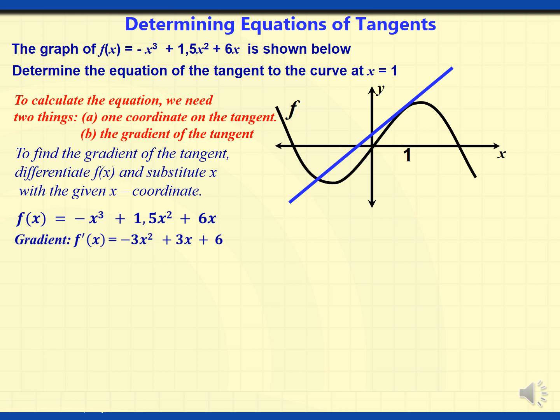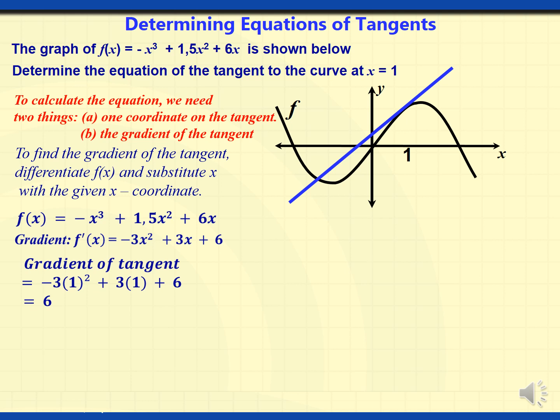Now, our tangent is touching the curve at x is equal to 1. So we need the gradient at x is equal to 1. That means in the derivative, we substitute x with 1, the point at which the tangent is touching the curve. So substituting x with 1 in this expression, we get 6. It means the gradient is equal to 6.